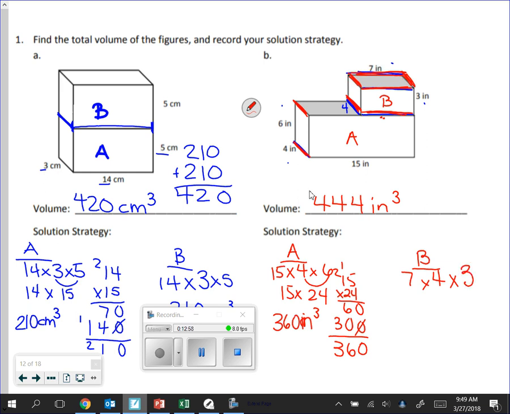So this is 12. 7 times 12 is 84. 360 plus 84. That's 444. So 444 cubic inches.